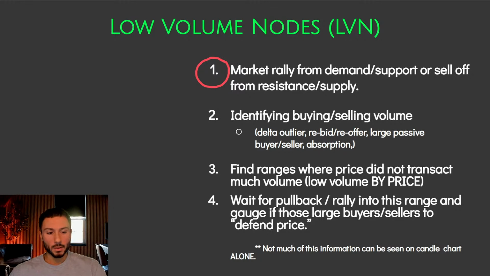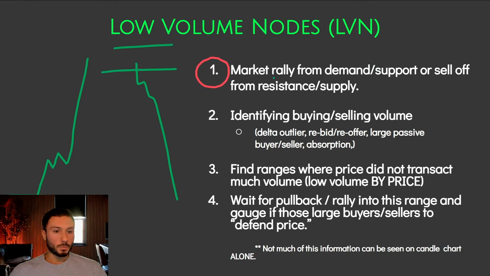The first thing that I like looking for in this playbook is either the market rallying or selling off from a level of resistance or a level of demand. So both the buy and the sell side, what I like seeing is either the market moving up from a level of support, bouncing off of it, or selling off from a level of resistance or supply. Now, why this is important is because step number one, again, not a necessity, is just giving it a little more substance.